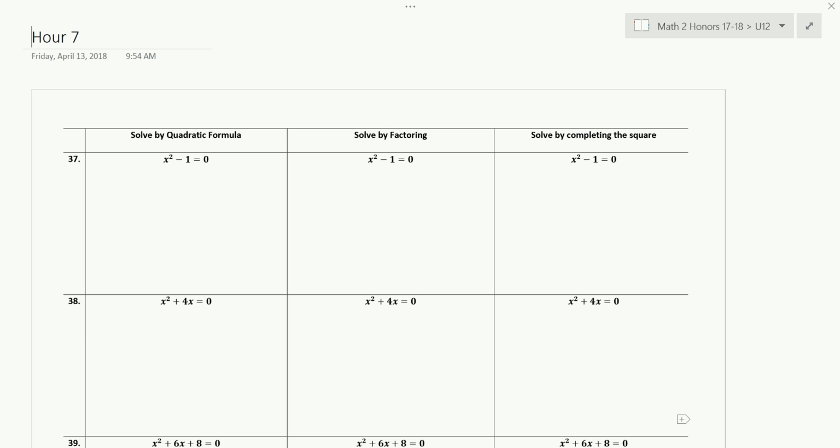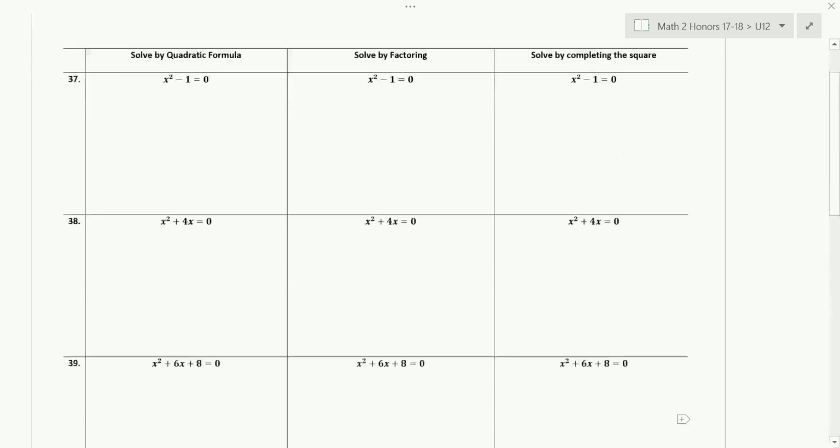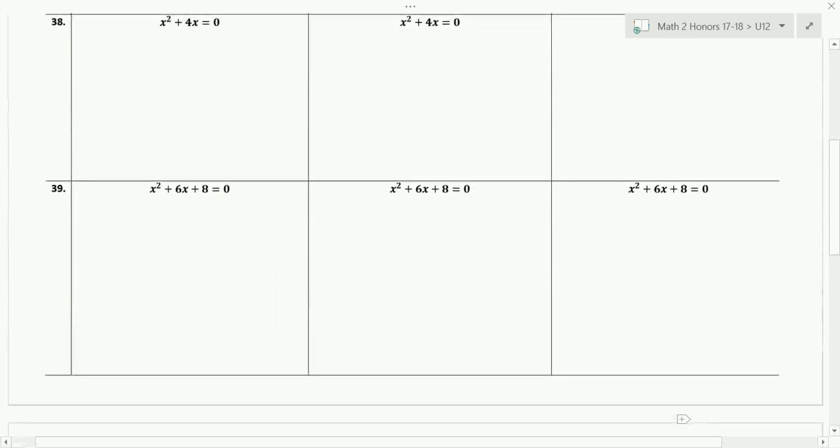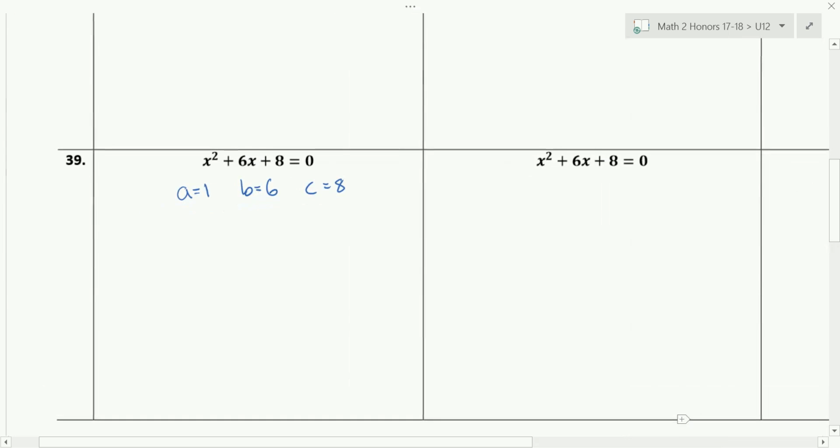Okay. I'm going to work on 39 with you first, just because 39 is a more generic type problem. 37, 38 are more special cases, just to go through those methods. So on 39, we have the quadratic formula, which uses the coefficients of our equation. So A is what? 1, B is 6, and C is 8. And did you guys remember or memorize that quadratic formula yet?